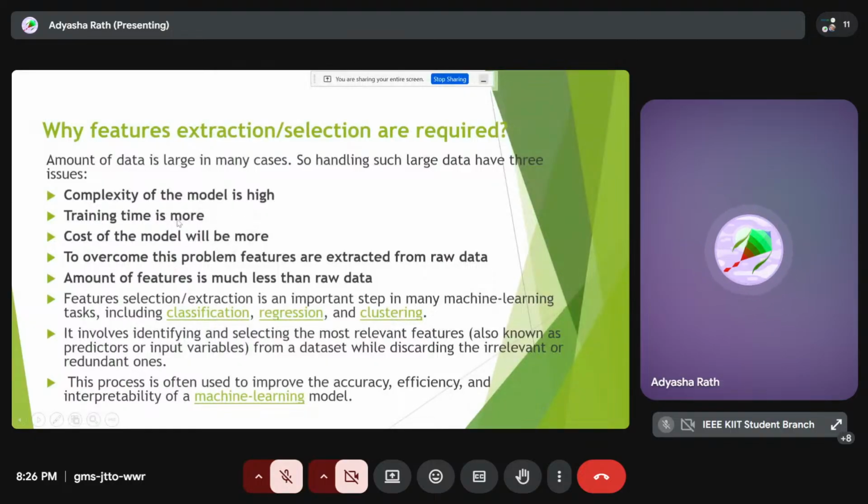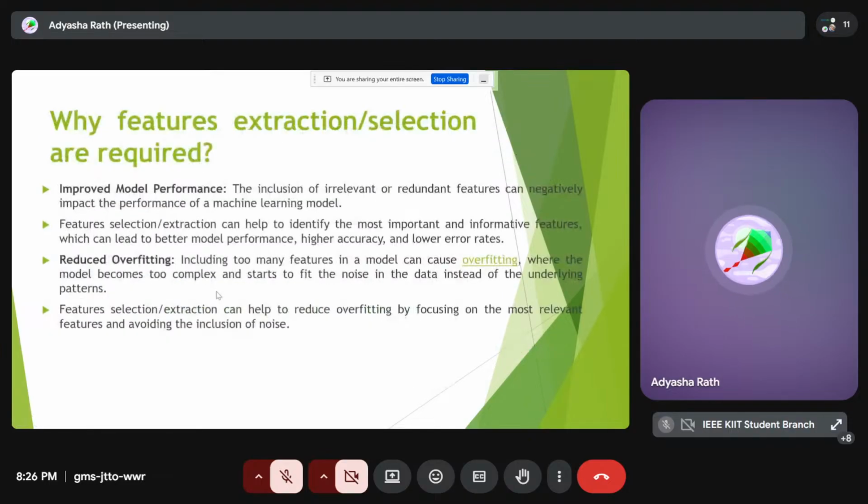In order to make the complexity low, we can use feature extraction and selection. Training time will be more if we do not use feature extraction and selection. The cost of the model will be more. To overcome this problem, features are extracted from the raw data. The amount of features is much less than the raw data. So why are feature extraction and selection required?